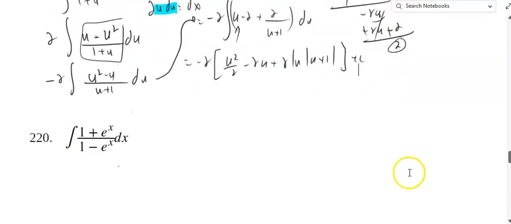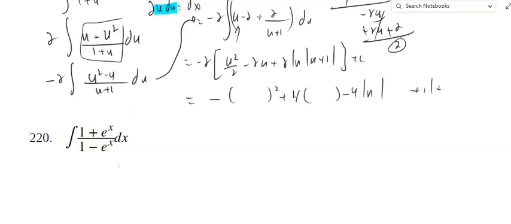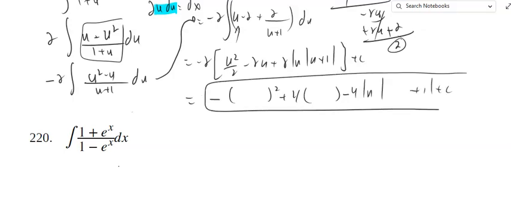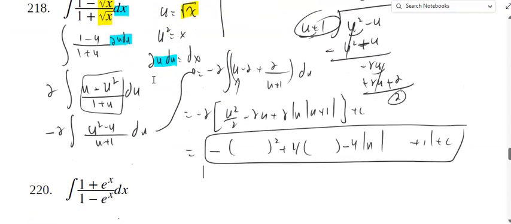And if I distribute the 2n plus 4 minus 4 natural log, and what was u, plug that in and we're done. And that was marked in yellow. That was the square root of x. You could simplify, you really don't have to. And there's my final answer.